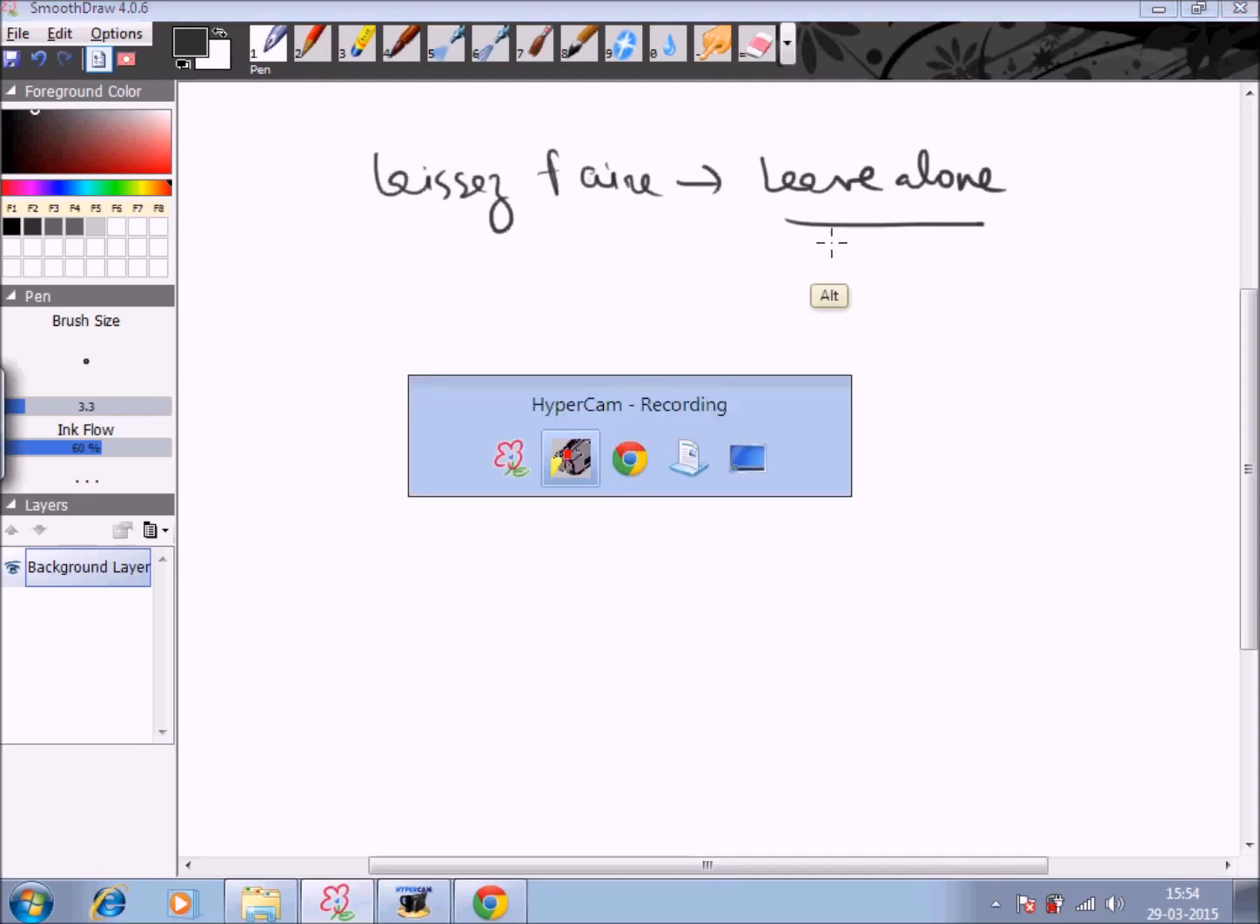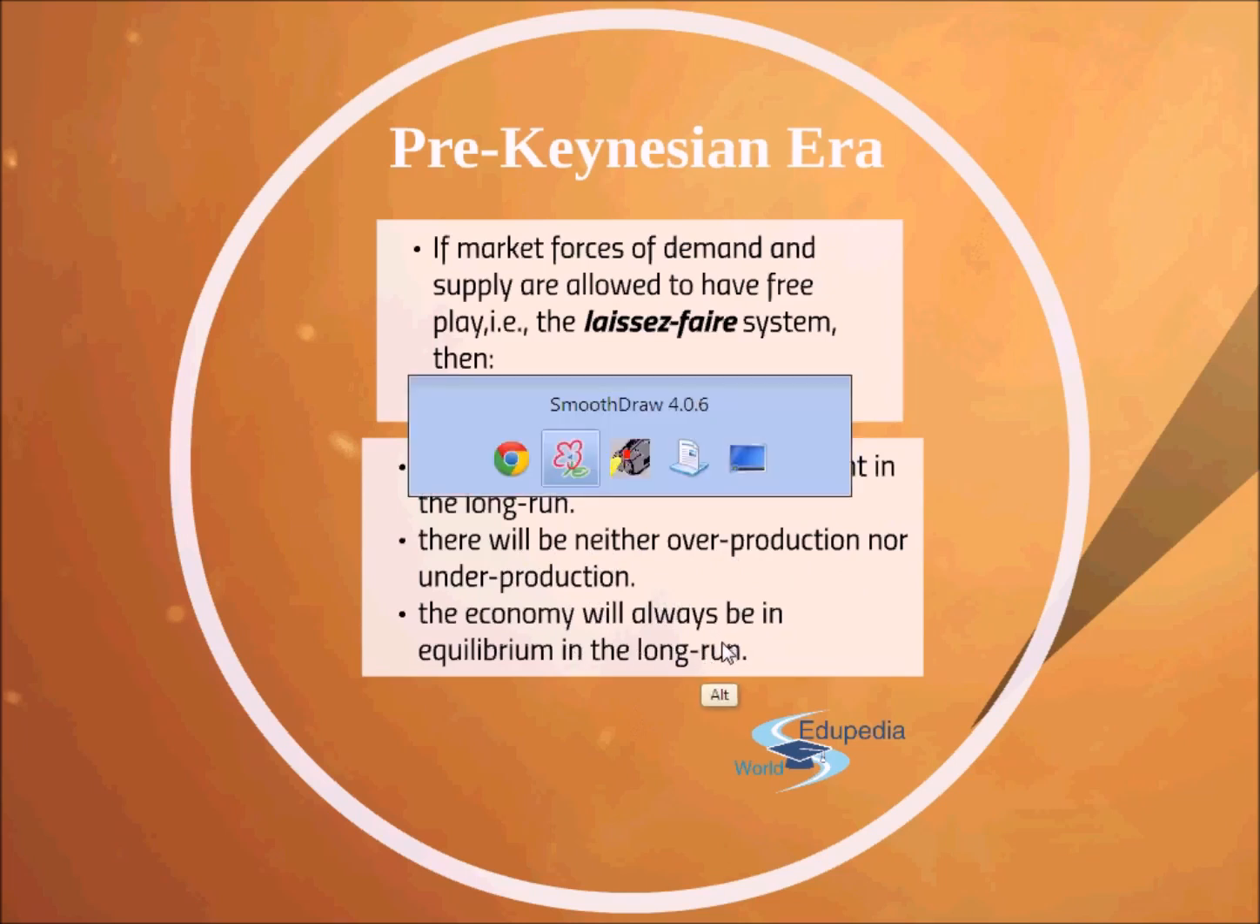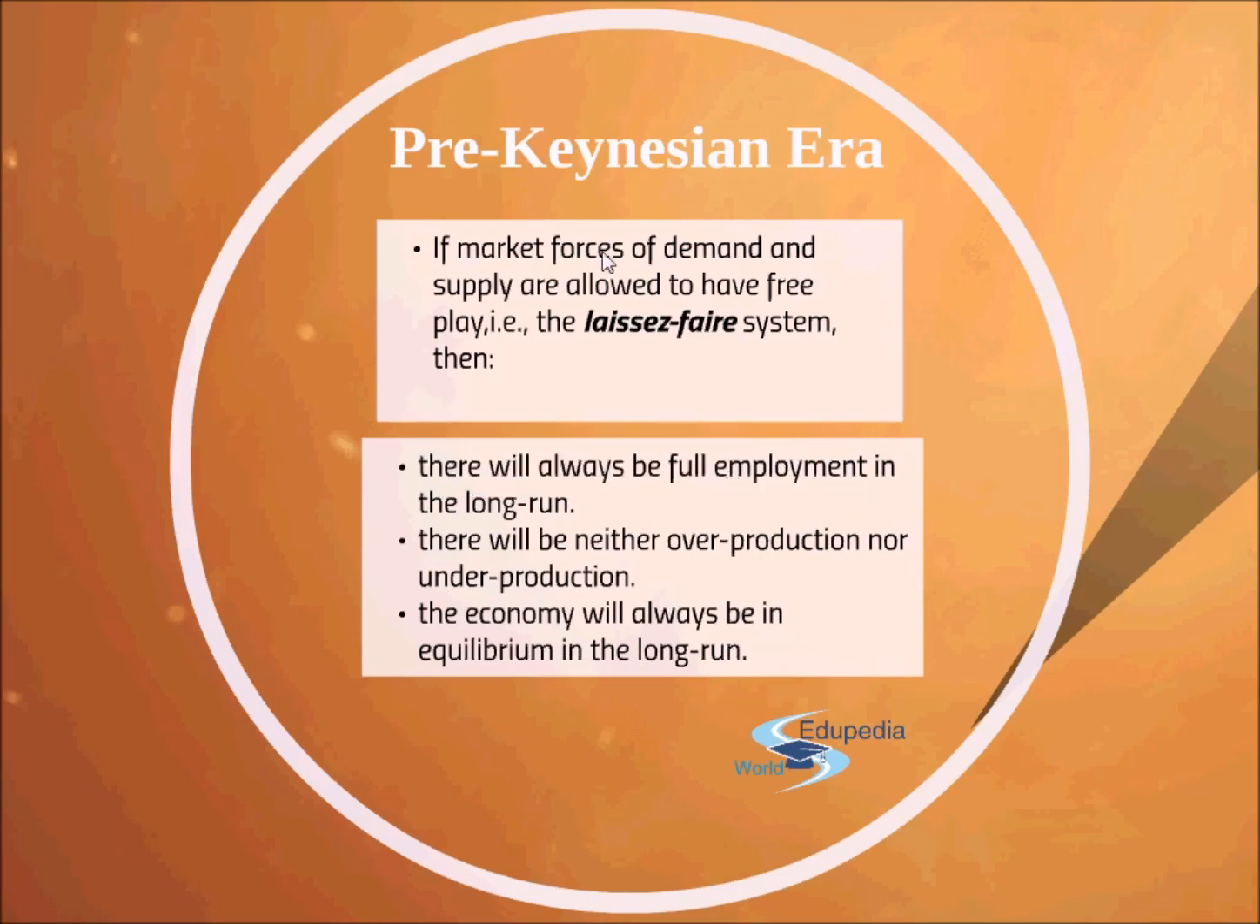So it was supposed that there are no government restrictions or other restrictions in the economy, and the prices of products are solely determined on the basis of demand and supply. That is where the market is at equilibrium. If there is no intervention and prices are solely determined by demand and supply, then what will happen? There will always be full employment in the long run. There will be neither overproduction nor underproduction, and the economy will always be in equilibrium in the long run. So this was the assumption of the pre-Keynesian era.